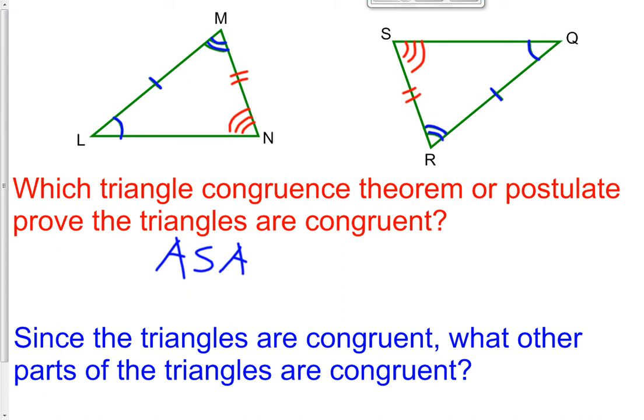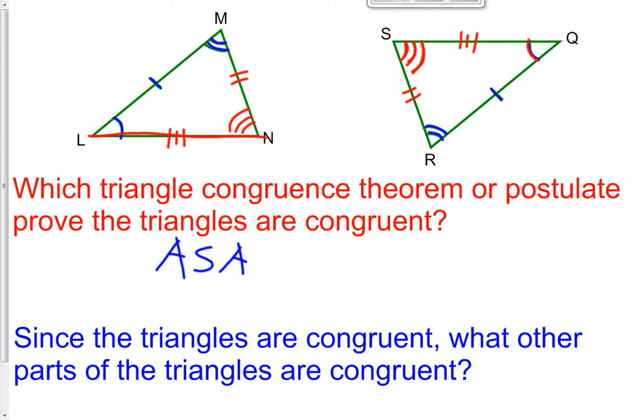And then, of course, LN is the third side that isn't marked, and that's congruent to SQ. And notice the location, side LN is the included side between the angle with 1 arc and the angle with 3 arcs. Same thing is true of SQ. It's between the angle with 1 arc and the angle with 3 arcs.